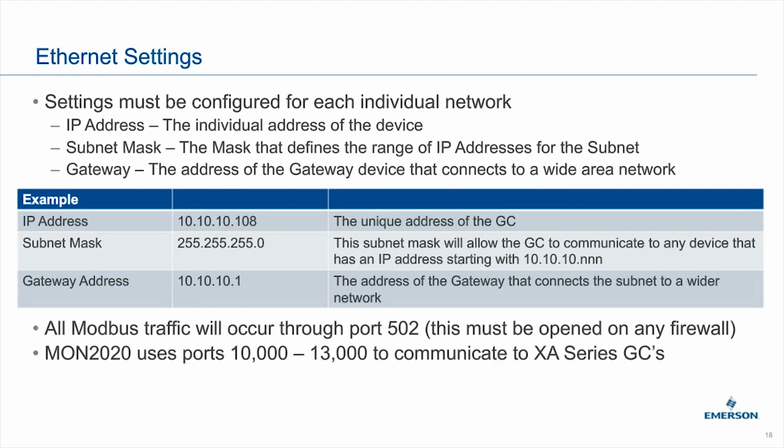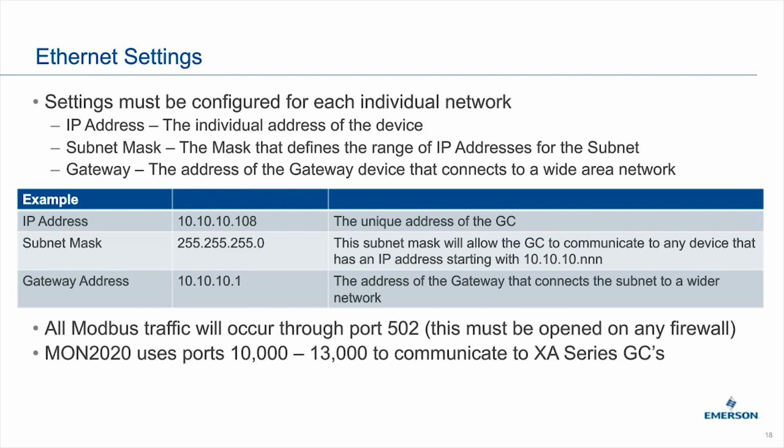Now, looking at Ethernet settings, you can just Google Ethernet settings and you'll get a million pages that tell you how to set up an Ethernet network. But just quickly, the settings must be configured for each individual network. The GCs go out of the factory with default values, but they will not typically be the values that you'll have in your installation. So you do need to configure the Ethernet settings for your installation.